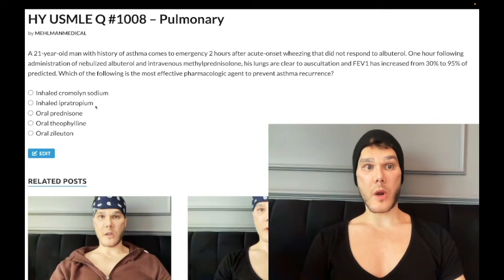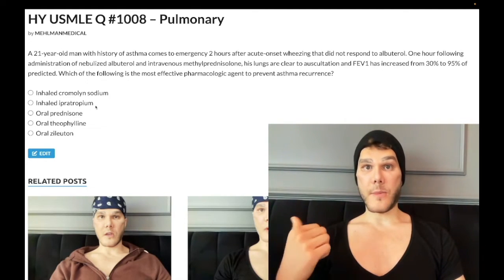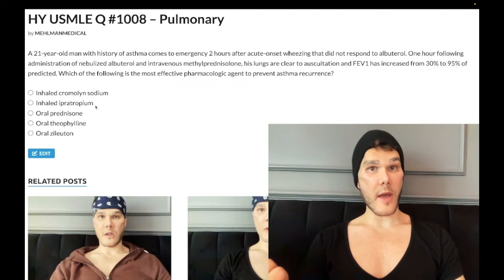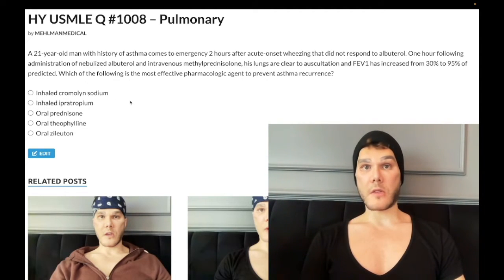I've seen this show up on one of the family medicine forums where they want you to know for COPD, first line is either a beta-2 agonist such as albuterol or olodaterol, or a muscarinic receptor antagonist such as ipratropium or tiotropium. Wrong answer.